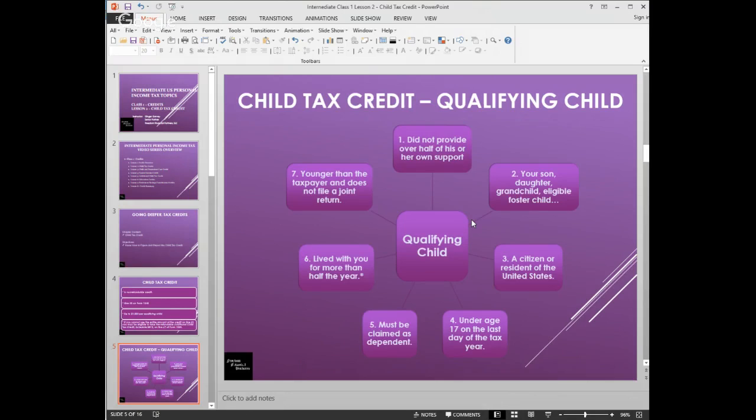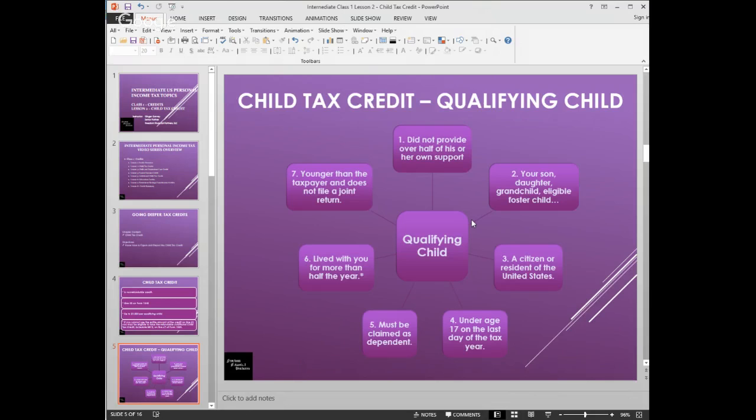For the child tax credit, the qualifying child would meet the same requirements as a qualifying child previously, and more specifically, they need to be under the age of 17. So I'm going to go through how the qualifying child lines up with the child tax credit. First, they did not provide over half of their support for the year. Second, it must be a son, daughter, grandchild, or eligible foster child. That relationship must be close.